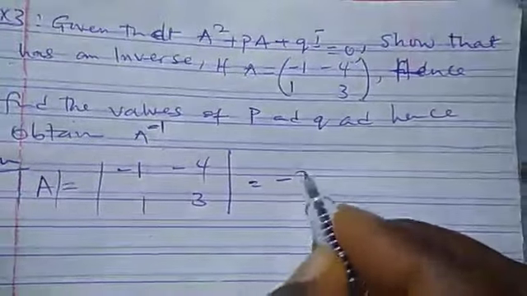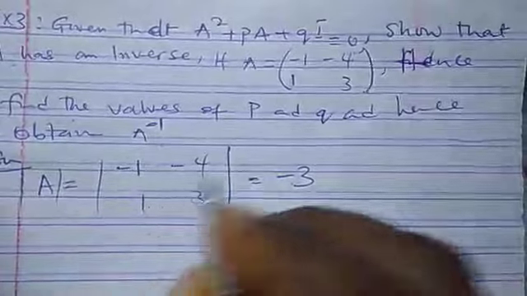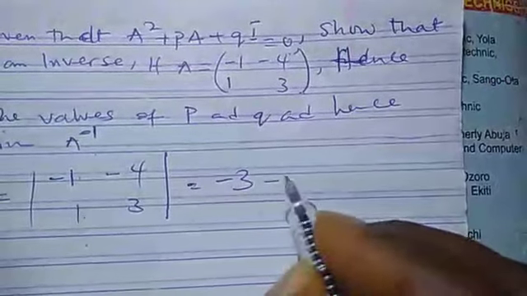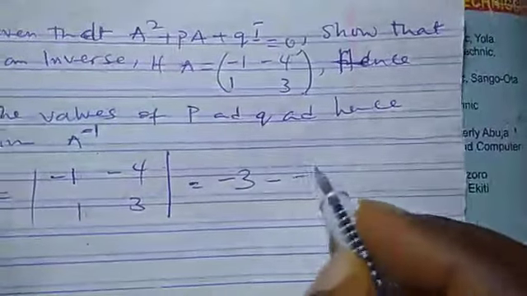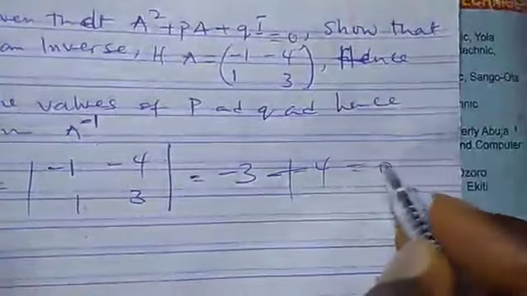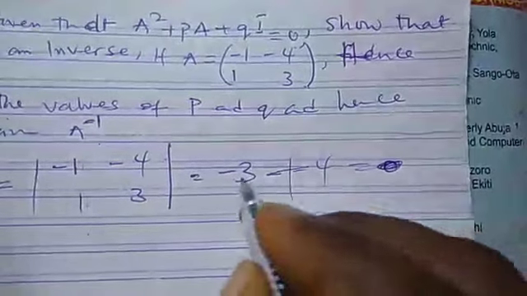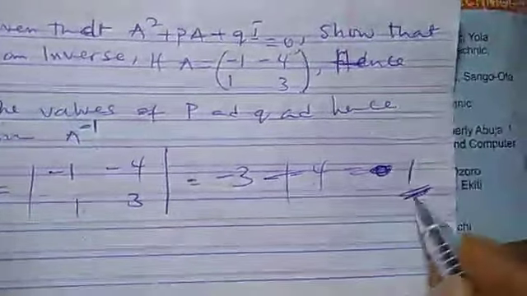This times this, that is minus 3. This times this, that is minus 1 times minus 4, minus 4. This will become plus. That is minus 3 plus 4, which is 1. So 1 is not equal to 0. Therefore, we can say that A has an inverse. You write the statement: since the determinant of A is not equal to 0, it has an inverse.